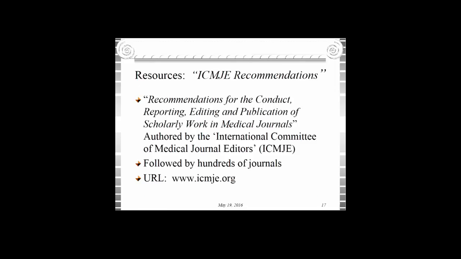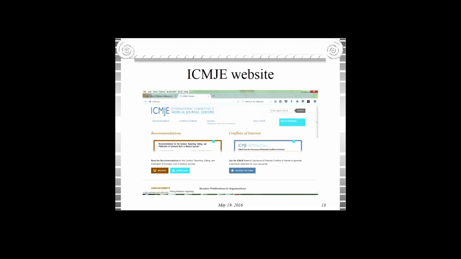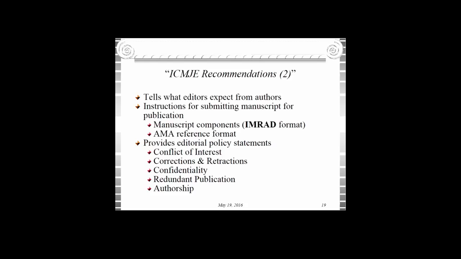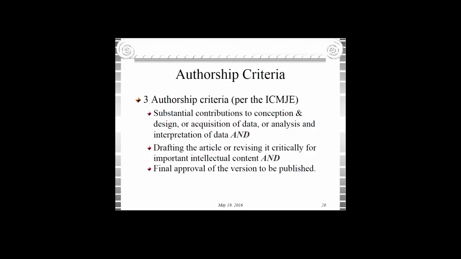And then the ICMJE recommendations, which as you know already, I love. This is what their website looks like, the home page, and in the middle of the left, where it says download, that aqua colored button, that downloads the recommendations. What's in these recommendations? They tell what editors expect from authors, instructions for submitting the manuscript, and most importantly, things that people might be less familiar with, they give a lot of editorial policy statements related to conflict of interest, corrections and retractions, confidentiality, and so on and so forth.